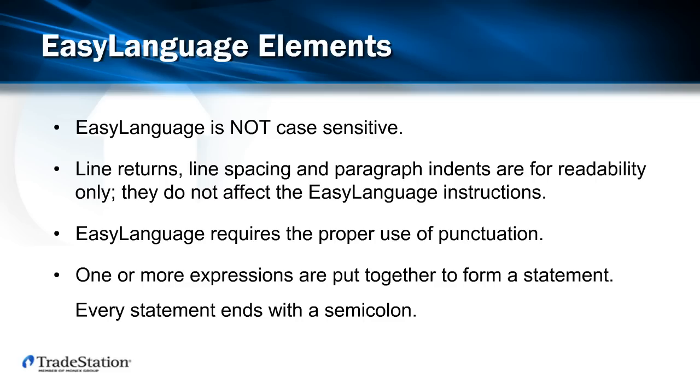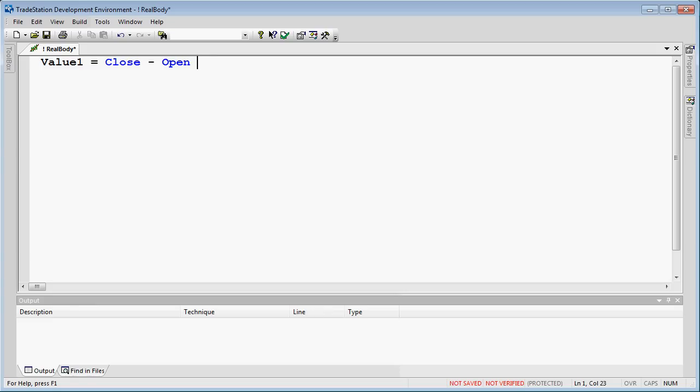So I'm going to go over to my EasyLanguage code, and notice that I have close minus open and I need to close this statement with a semicolon. So let me go here and put a semicolon at the very end of this statement. Next, I'm going to hit enter 2 times. And as I said earlier, it doesn't really matter how much space you leave in between lines. It's only for readability.